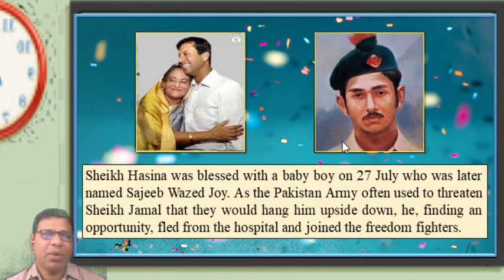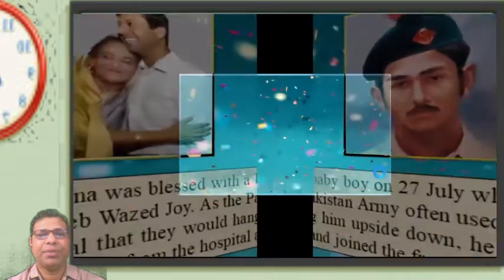Sheikh Hasina was blessed with a baby boy on 27 July, who was later named Sajeeb Wazed Joy. As the Pakistan Army often used to threaten Sheikh Jamal that they would hang him upside down, he, finding an opportunity, fled from the hospital and joined the freedom fighters.